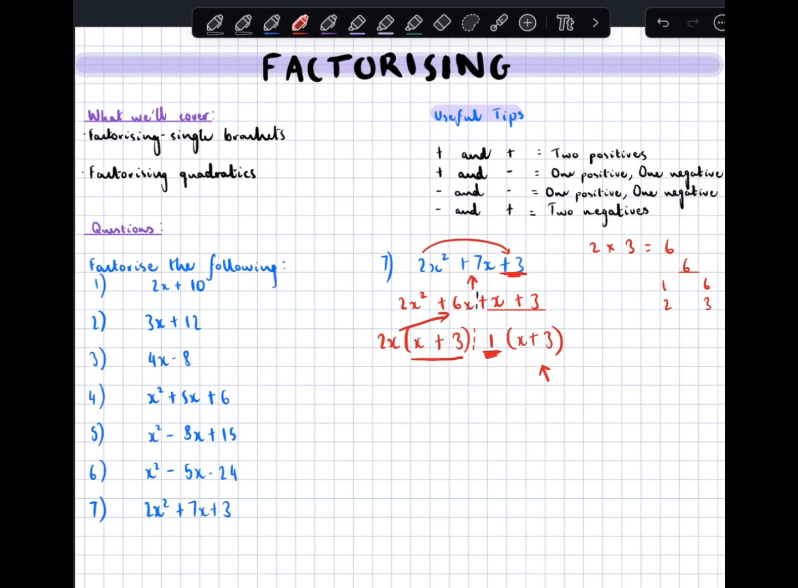And what you would do now is combine this together to give you the final answer. So we would have whatever's in the bracket as one of the brackets. So that's x plus 3. And then to find the other one, we would look at the 2x, so the bit that comes before the bracket, and then the 1 here. So that would just give us 2x plus 1. And that would be your final answer.